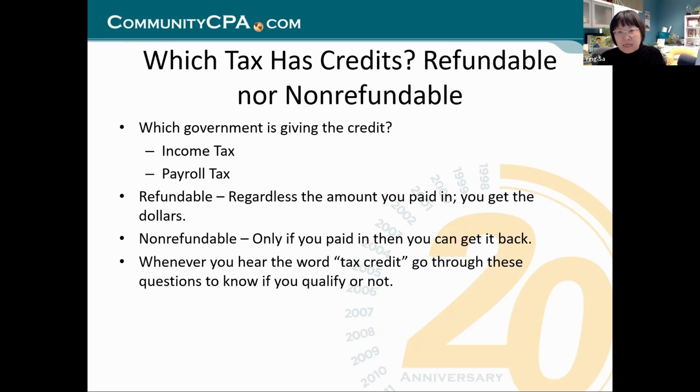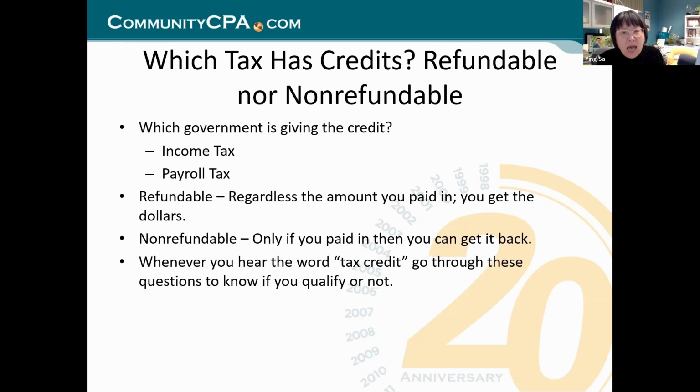Now, the third layer of understanding related to tax credits is whether it is refundable or non-refundable. What does that mean? If a tax credit is refundable, that means even if you don't have taxes that you paid, you still get that check from the government.